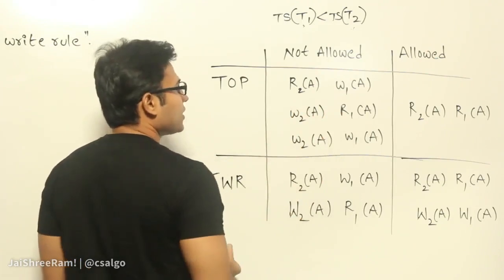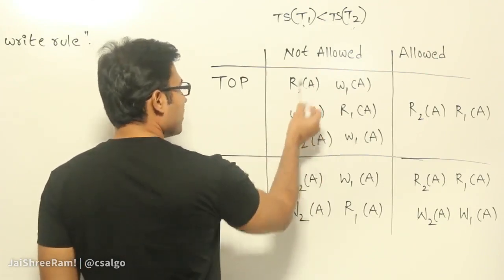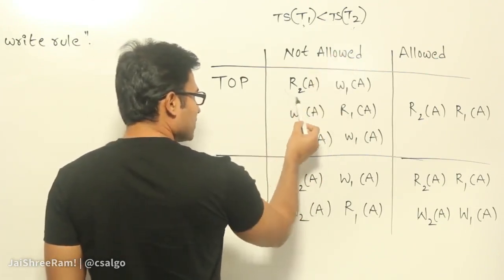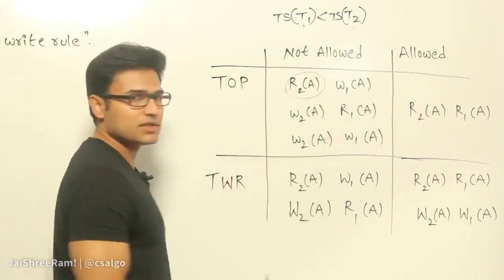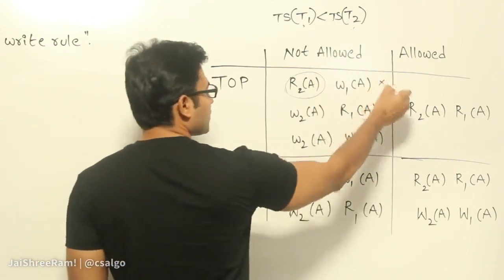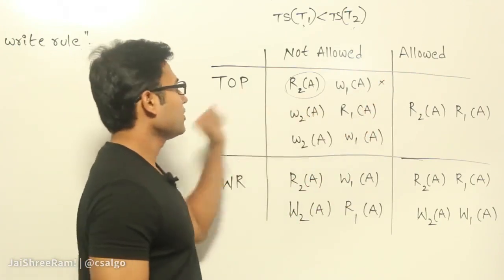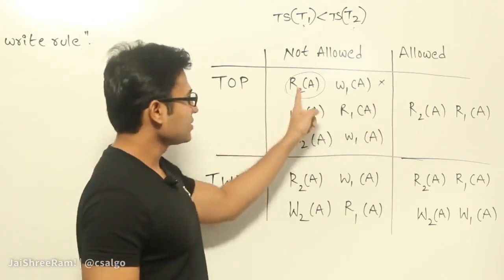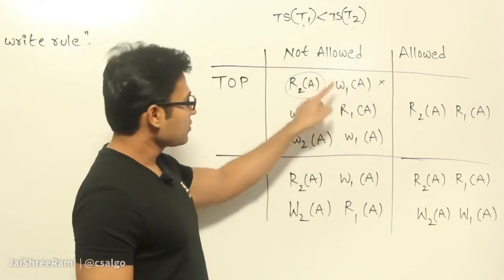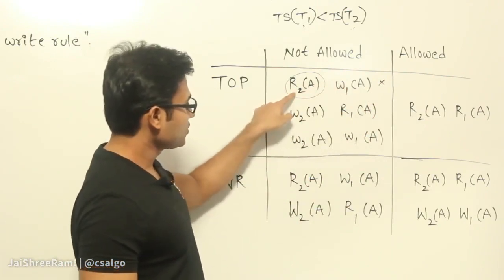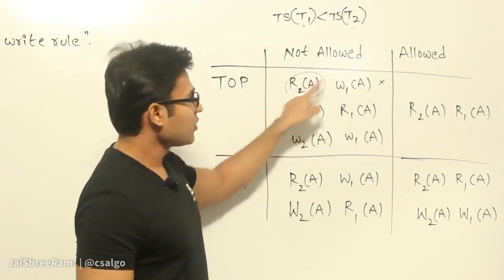If there is any conflict in which transaction T2's action is happening first, then that will not be allowed, isn't it? Therefore it will not be allowed by the timestamp ordering protocol. The reason is there is a conflicting action, and in this conflicting action transaction T2's action is happening first, therefore it will not be allowed.